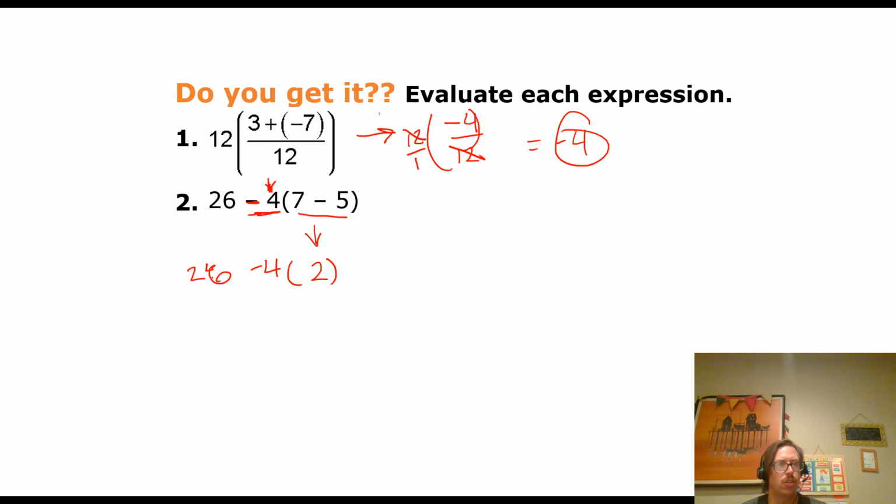All right, so in this case, we've got 26 minus 4 times 2. Now, the problem is many people will jump this and do 26 minus 4 is 22, but that would be wrong. What we want to do is our multiplication and division first. We're going to do 4 times 2 and get 8. We're going to leave the subtraction symbol, leave the 26, and now we have 26 minus 8, which is 18. So there you have it. Our final 2 problems, -4 and 18.